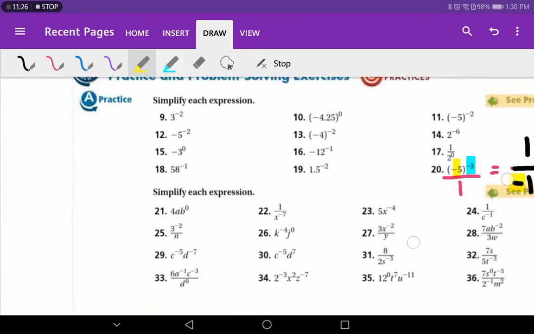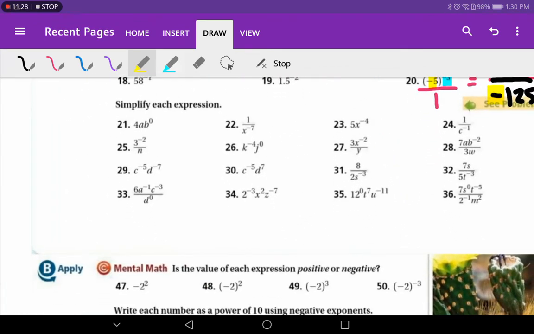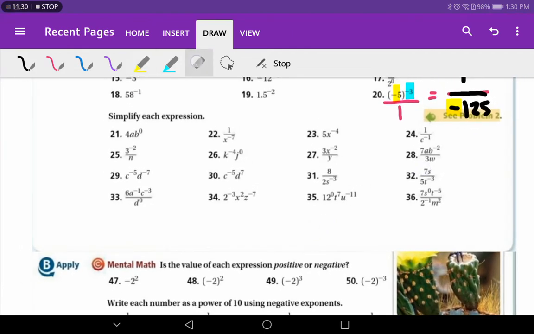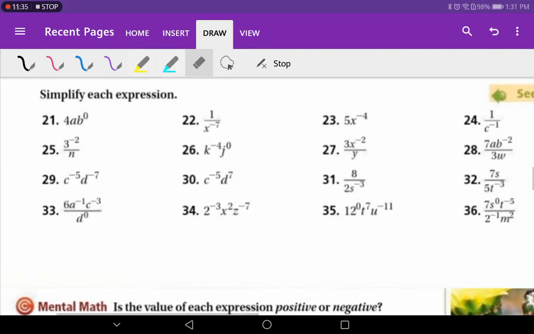Okay. Now let us move to the second part of this lesson. Here, simplify each expression. The power of b is 0. So it is 1. So what is left? 4a. Where's the b, teacher? The b, anything with power 0 is 1. So 4a multiply 1, so equals 4a.